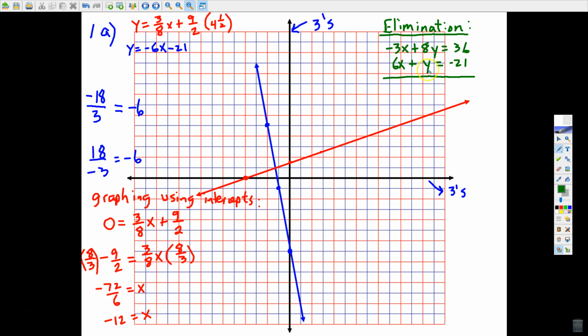Elimination means to cancel one of these variables with either addition or subtraction. The way they are right now, nothing automatically cancels when I add or subtract like terms between these two equations. But if I multiply the top equation by 2, then the top equation becomes -6x plus 16y is equal to 72.